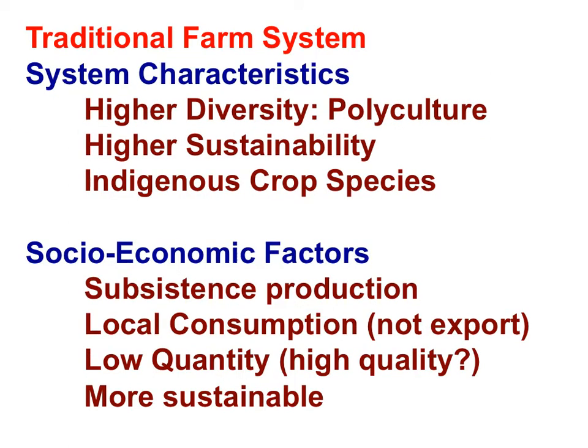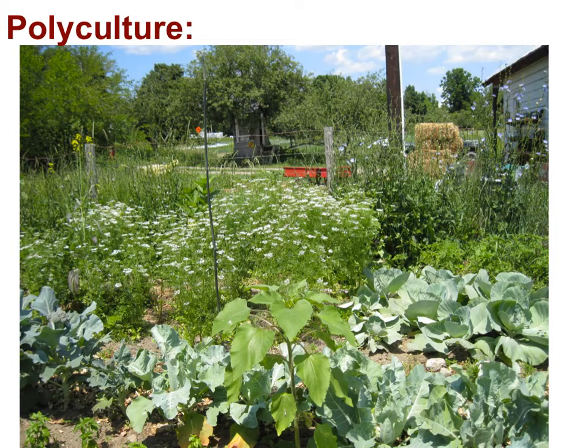The traditional farm system has the following characteristics. It's of higher diversity, often a polyculture, higher sustainability, indigenous crop species, and the traditional farm has the following socio-economic factors. It's subsistence production for local consumption, not export, lower quantity, but maybe higher quality, and certainly more sustainable. Traditional farms are not monocultures. Traditional farms tend to be polycultures, more diverse mixtures of plants. Polycultures have the diversity to resist disturbances to the system. Thus, polycultures are more sustainable.